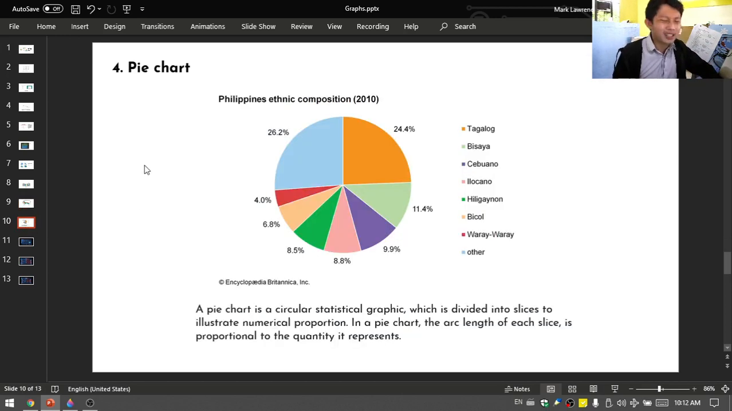Now, the next one is the pie chart. This is the most common, very common pie chart. We use a pie chart to show the composition of a particular population. We use pie charts if we want to show the proportion of a certain thing, for example, this product, the cell phone. If you're going to make a composition analysis of this cell phone, maybe we're going to use glass, metal, and polymer.